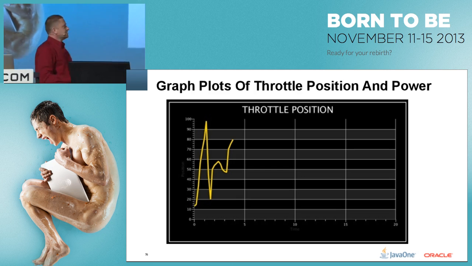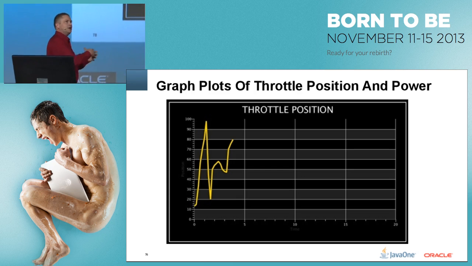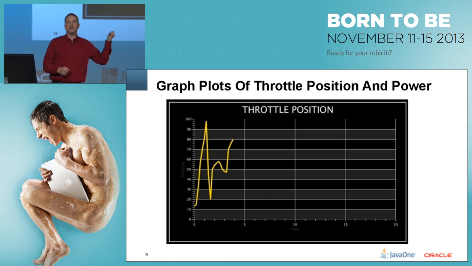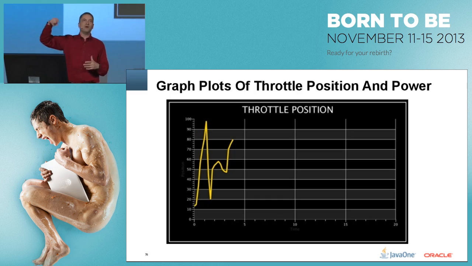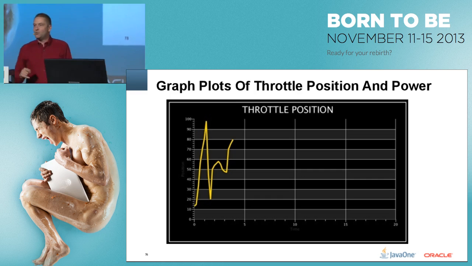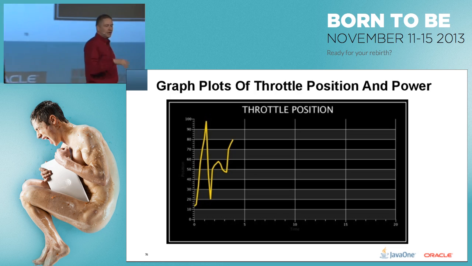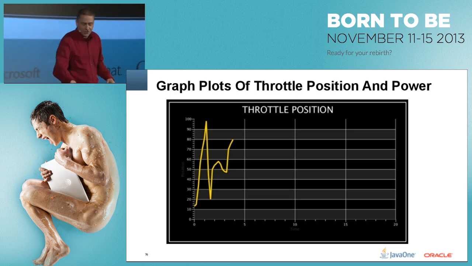And then to give some more interesting historic data, I also graphed some of these things. So here's a quick snippet of the throttle position, so you can see over time what's actually happening in terms of the throttle position. What I'm going to do now, because that's the last of the slides I've got, is show you a demonstration of this.